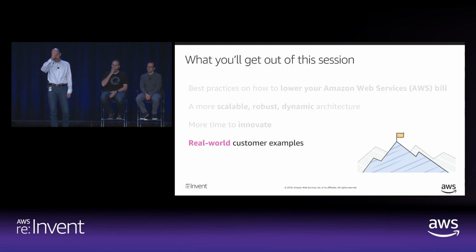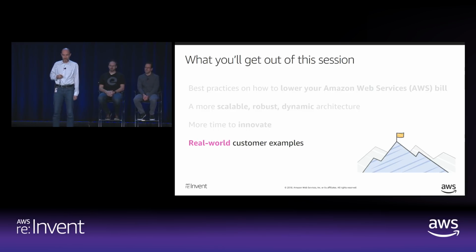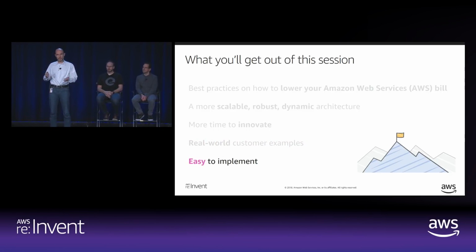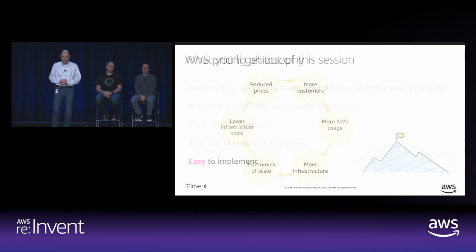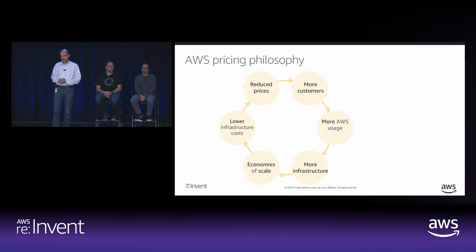We're going to discuss some real-world customer examples, and some of them are really easy to implement. So ideally, you would leave this session, fire up the AWS Console app on your phone, and start saving money. Even if you don't do anything, we work really hard to lower our prices. So this is our philosophy here.